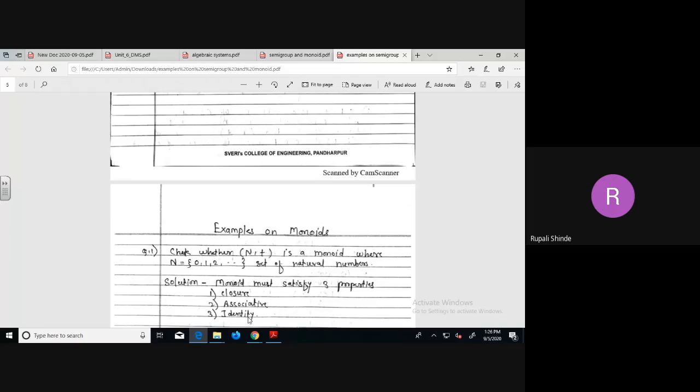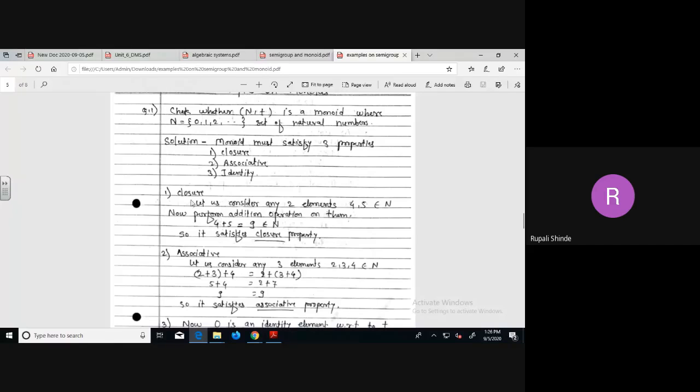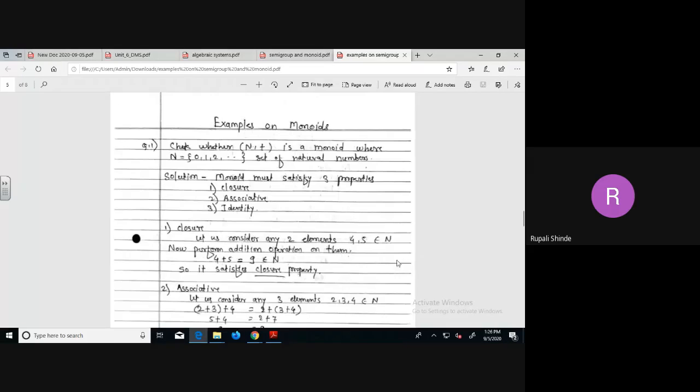So let us solve that example. First of all, we are going to check for closure property. I have to choose any two elements from this set N. Here I have taken elements 4 and 5. Now apply the given operation, that is plus, on these two elements: 4 plus 5 equals 9. Now check whether 9 belongs to the set of natural numbers. Yes, that is correct. 9 belongs to N. So we can say that this satisfies the closure property.